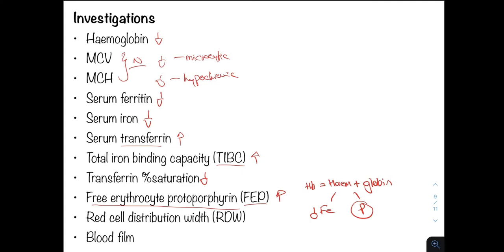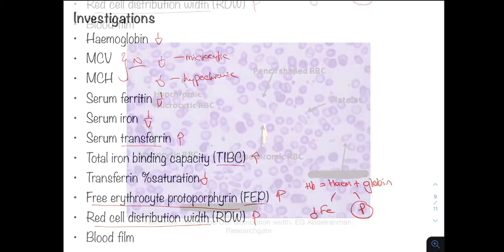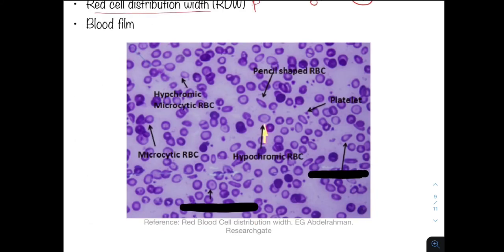The red cell distribution index, or the RDW, would also be increased. Recall this is a measure of red cell size variation. Remember we said that initially the cells are normocytic and then they become microcytic, so there will be a spectrum of red cell size. If we were to look at these cells on blood film, so here we have an example, this would show various features that we have spoken about.